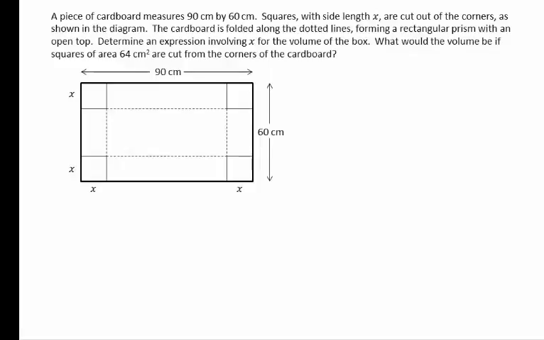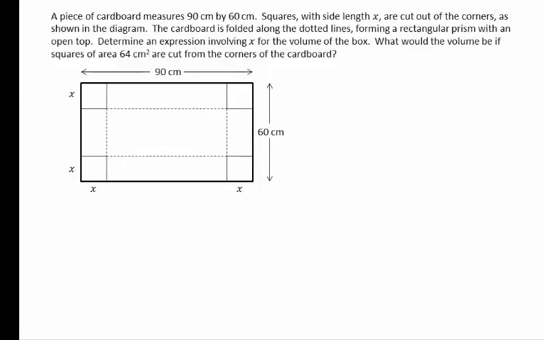A piece of cardboard measures 90 centimeters by 60 centimeters. Squares with side length x are cut out of the corners as shown in the diagram. The cardboard is folded along the dotted lines, forming a rectangular prism with an open top. Determine an expression involving x for the volume of the box.